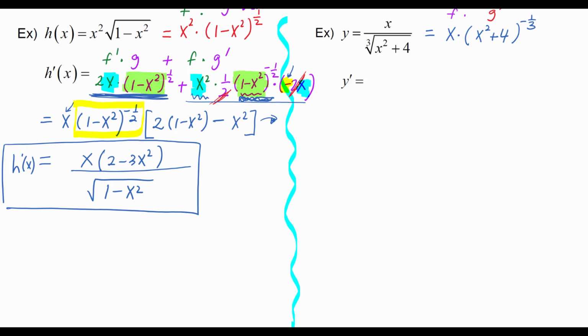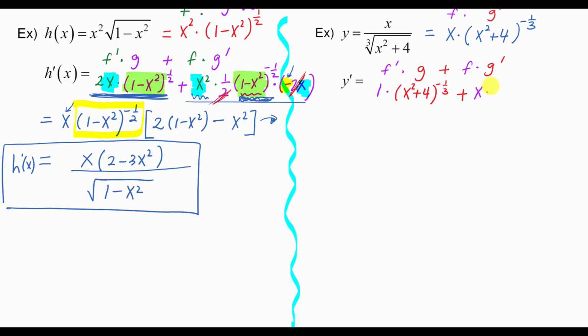And of course, to take the derivative of y, we should use the product rule since it is f times g. So y prime is going to be again f prime times g plus f times g prime. So f prime is just 1, correct? And for g, just copy my g. My g is (x squared plus 4) to the negative 1/3 power, plus f. F is x and g prime.